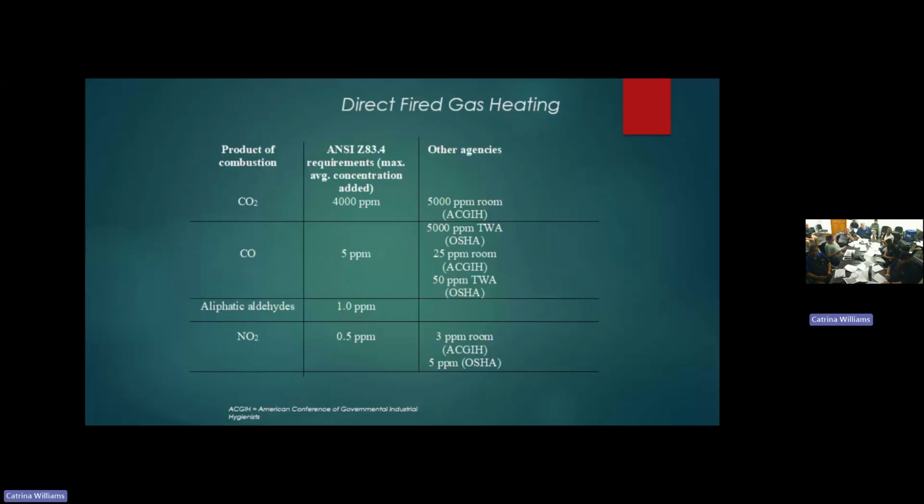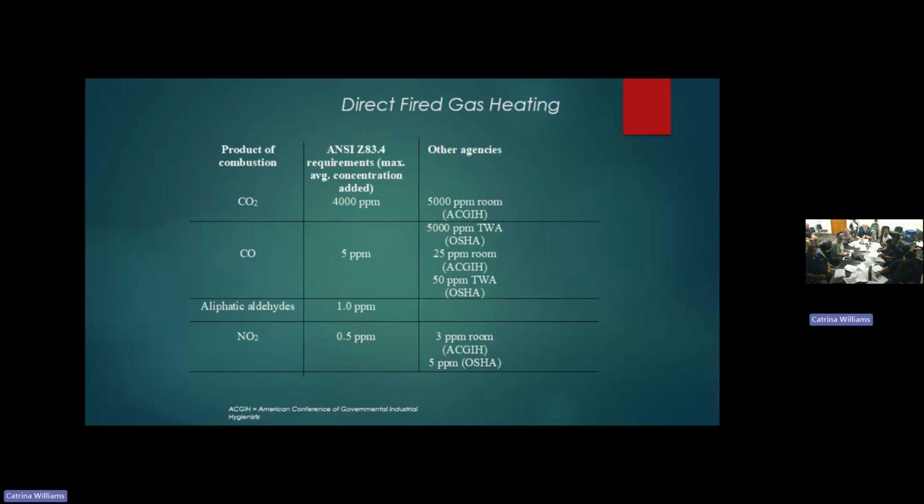This goes back to what you were getting at. This is how safe it is. What we have to meet, we're testing this standard, ANSI 83.4. And for CO2, we can't have more than 4,000 parts per million. The American Conference of Governmental Industrial Hygienists, or whatever it is, allows up to 5,000 parts per million in the room. So you see, we're below that number.